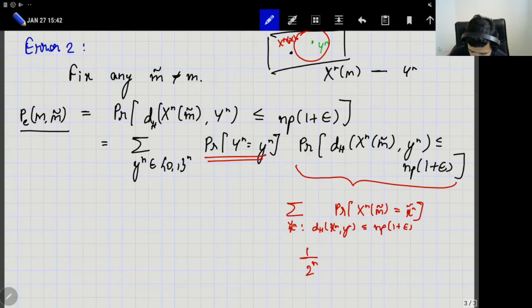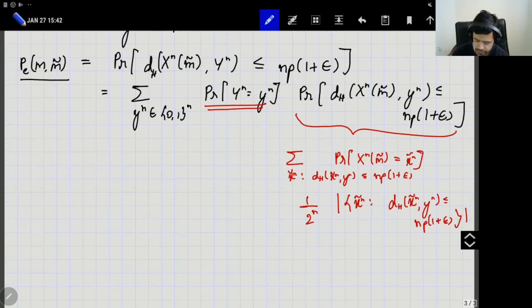So therefore this probability becomes 1 over 2 to the n times the number of sequences which lie within Hamming distance of np times 1 plus epsilon to yn. Right? And this, as we've seen previously, is 1 over 2 to the n times some constant times n times 2 to the n times the binary entropy of p times 1 plus epsilon.